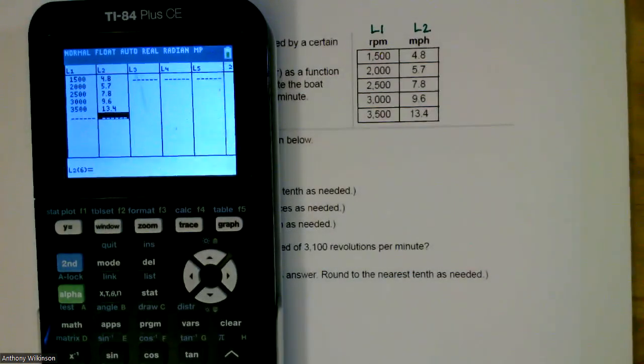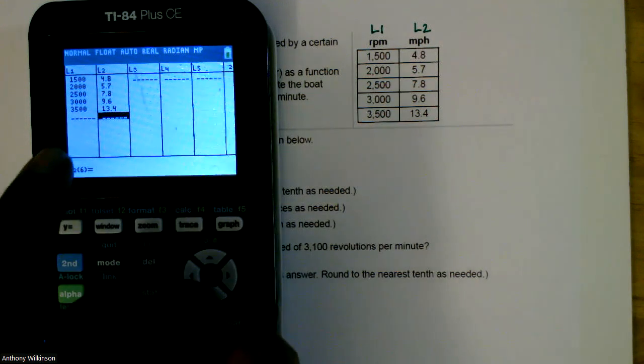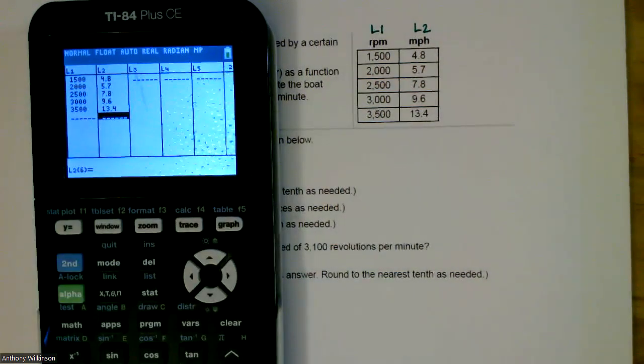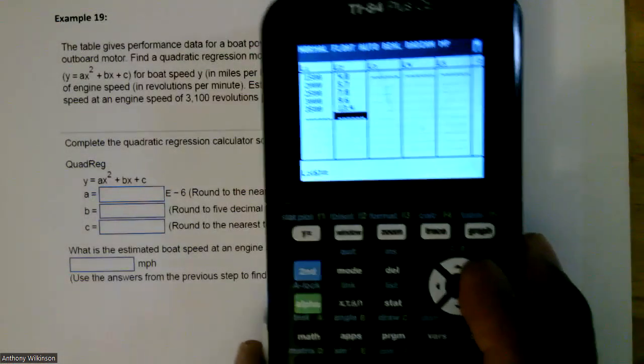And I do need to warn you, make sure that you enter your data values correctly and make sure that you have the same number of data values in L1 as you do in L2. Otherwise, it's not going to come out right.